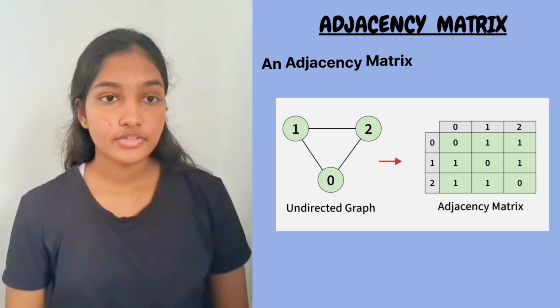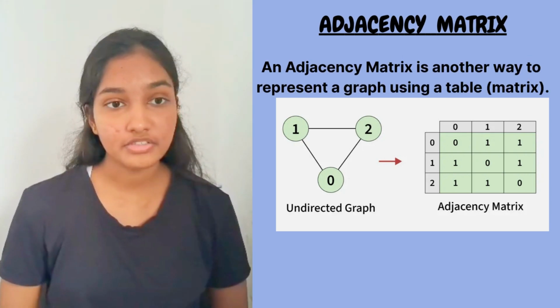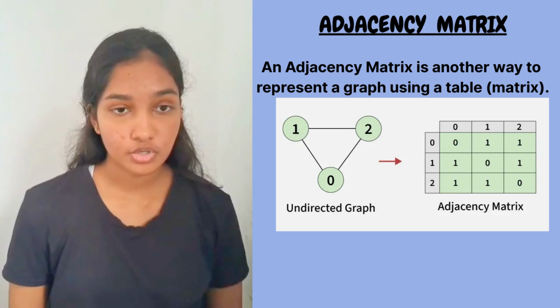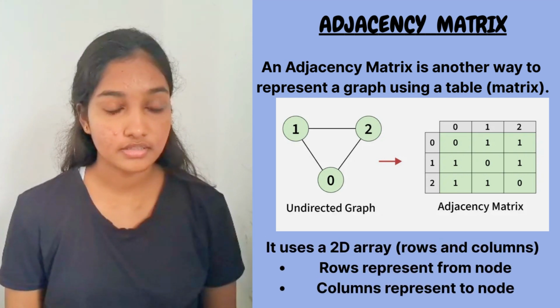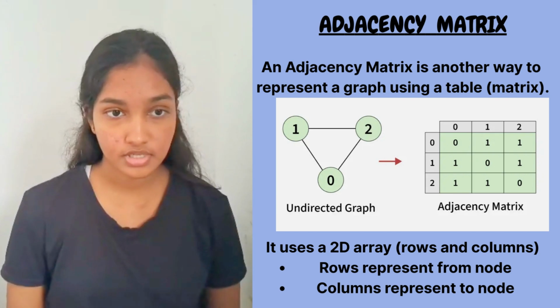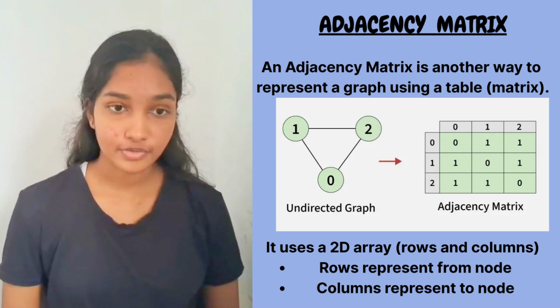Now let's see a comparison between adjacency list and adjacency matrix. An adjacency matrix uses a 2D array. Rows represent source nodes and columns represent destination nodes. If there is a connection, we write 1, otherwise 0.